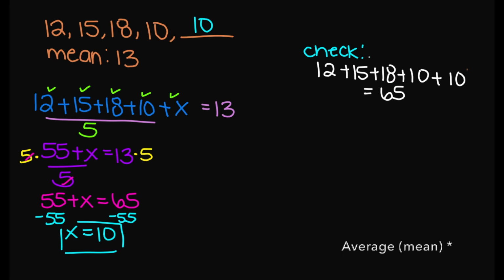And now we're going to do 65 divided by 5, because this is the number of items that we have: 1, 2, 3, 4, 5. 65 divided by 5 is going to equal 13. So my average here is 13, which is the same average we have here. So that means my missing value of 10 is correct.